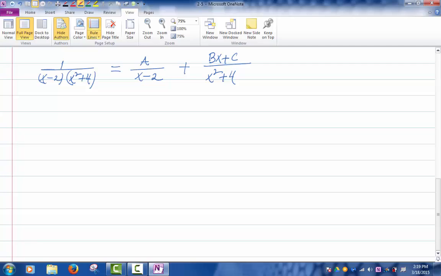Okay, multiply both sides by x minus 2 and x squared plus 4. If you do that, on the left-hand side, all you get is 1. Okay, what do you get on the right-hand side when you multiply both sides by x minus 2, x squared plus 4? A times x squared plus 4, yes. Is everybody okay with that? And then I get Bx plus C.